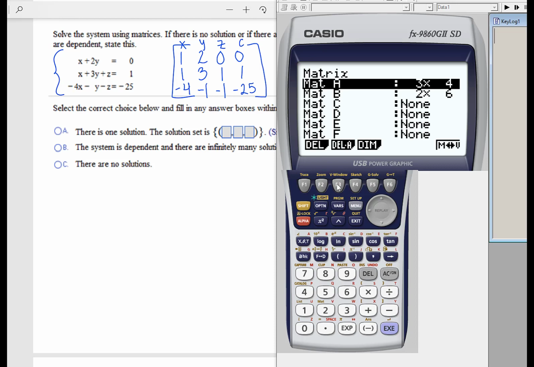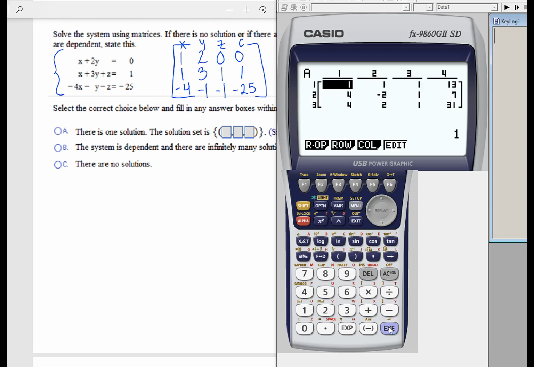F3 for matrix. This is a 3x4, so I don't have to rearrange the order. I just have to press execute to open it up. I'm going to enter that in. Okay, check it out. Make sure all those numbers are correct: 1, 1, negative 4, 2, 3, negative 1, 0, 1, negative 1, and 0, 1, negative 5. Okay, so now let me exit out. I have my matrix A set up.